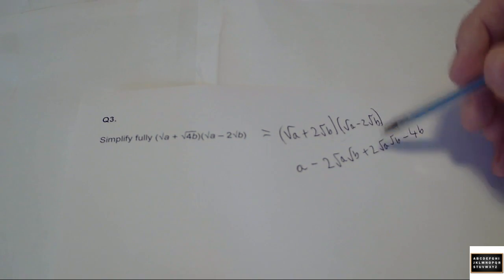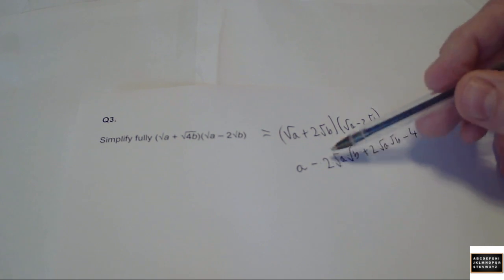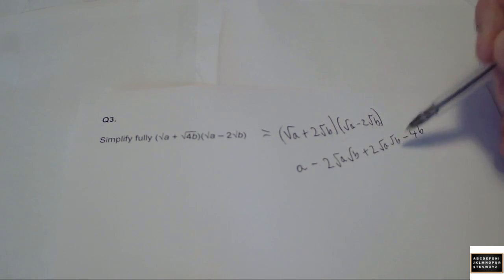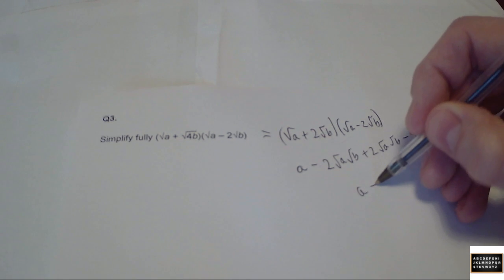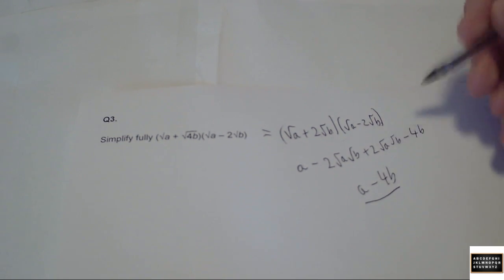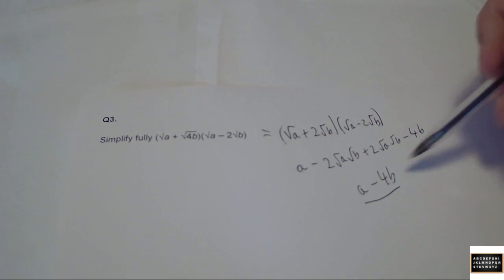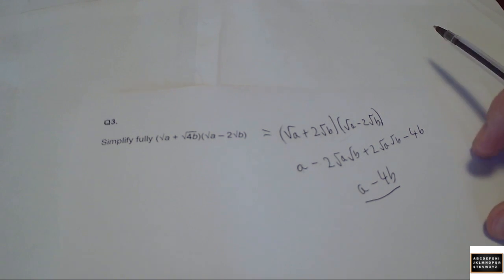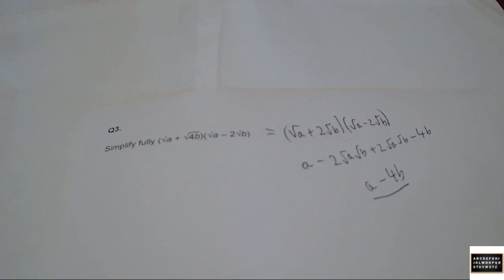These 2 things, you can see they're the same. One's a minus, one's a plus. So this is going to cancel out, leaving you with a minus 4b here. So a, and then minus the 4b at the end. And that would be the answer for this question. Again, it's not massively difficult. Really easy to do once you see that sort of simplification to do.